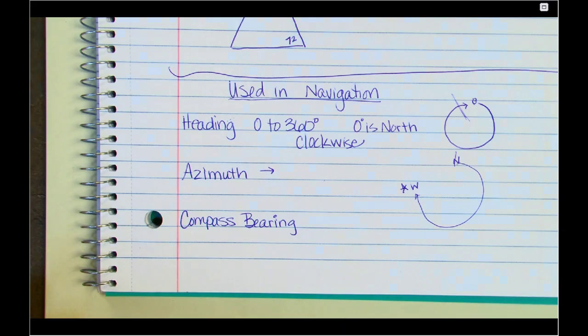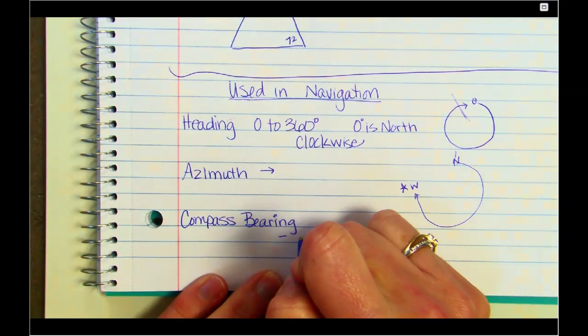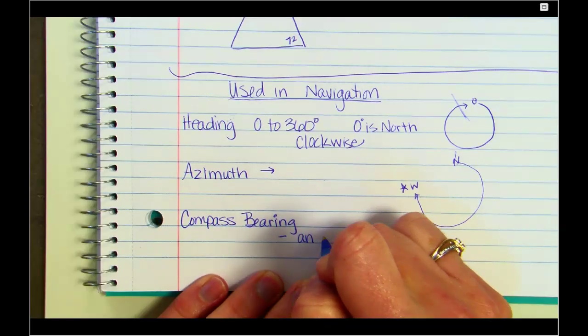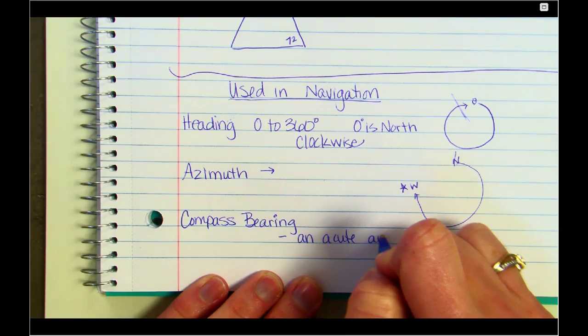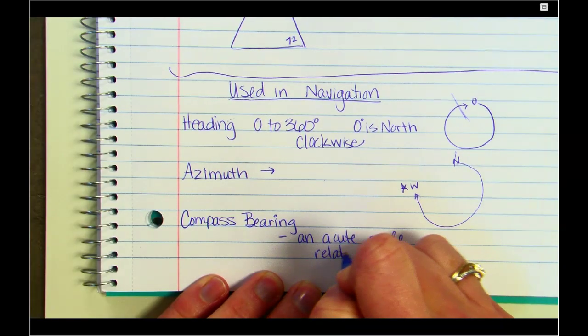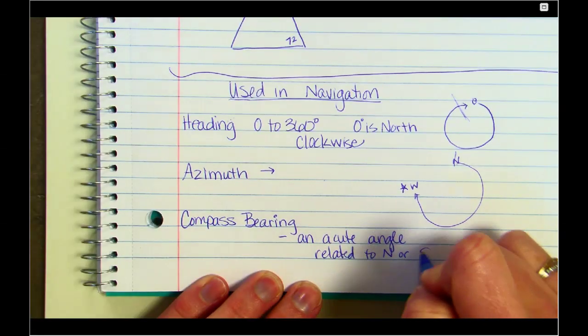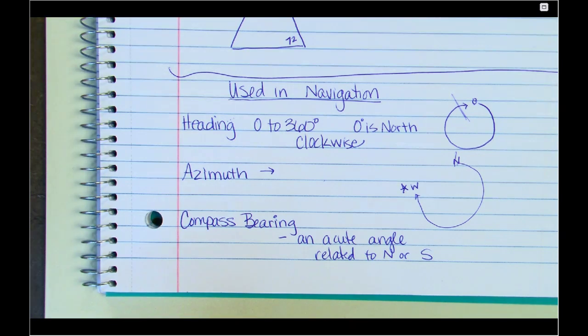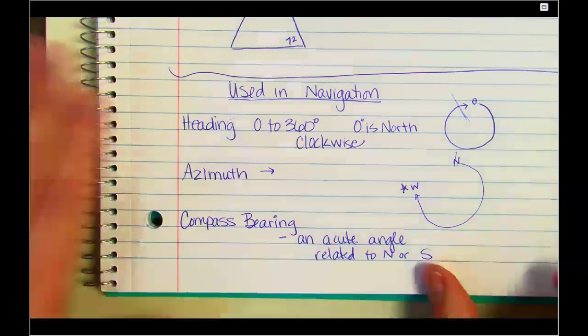If you were hiking out in the wilderness with a map, you would be like, okay, this is what we're doing. So the way that you write compass bearing is an acute angle related to north or south. Okay, I'll give you some examples in a second because this doesn't make sense until you see it. A compass bearing is always an acute angle. Acute means what? Smaller than 90, and it's always related to north or south. Okay, so north is north, south is south, and then there's an acute angle hanging around in there.